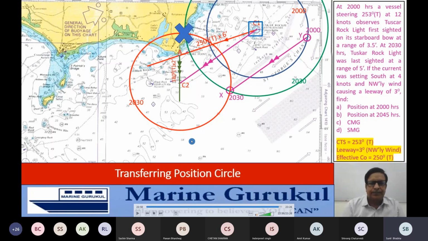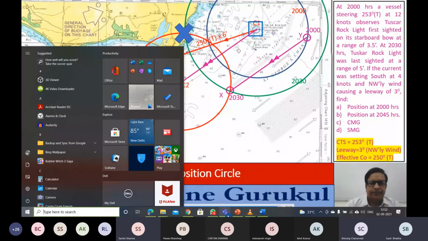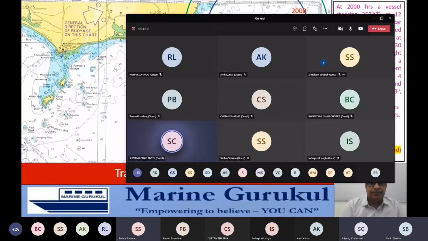So with this we cover the position circle transfer method. So we can take a break now, beta. We have a small method remaining. So we can take a break. What time do you want to be back? So we can continue and finish it and then take a break, sir. Okay. Yes, sir. We will continue and then we will take a break. Everybody agrees? Yes, sir.